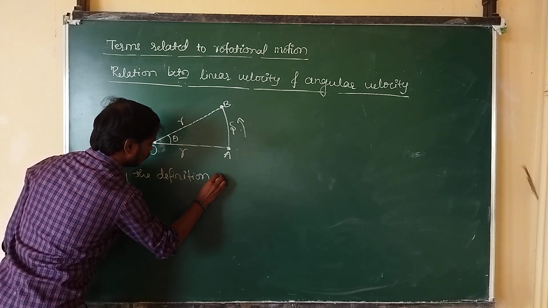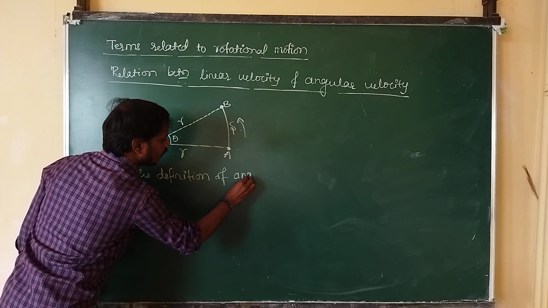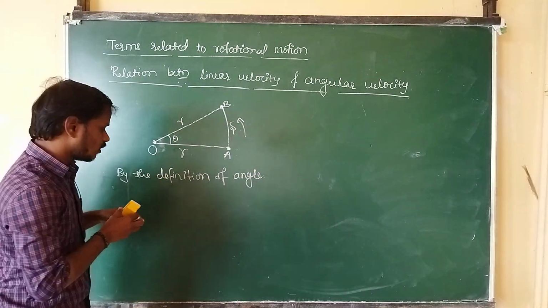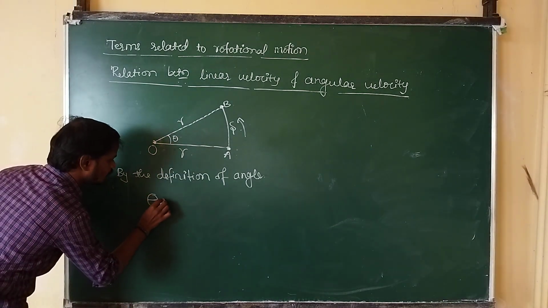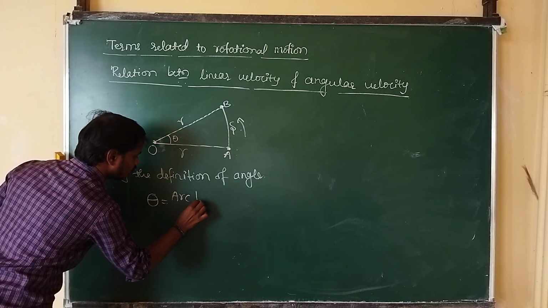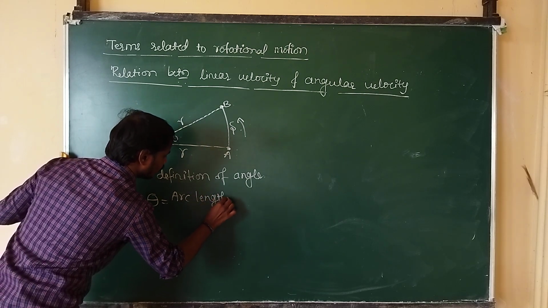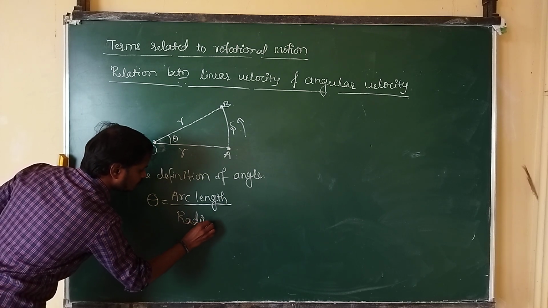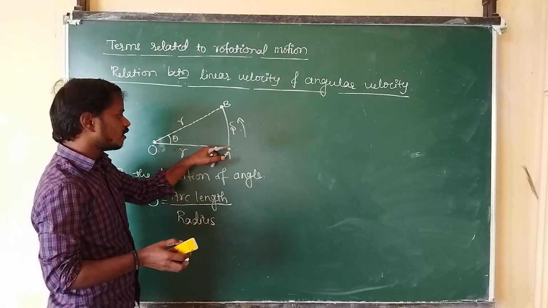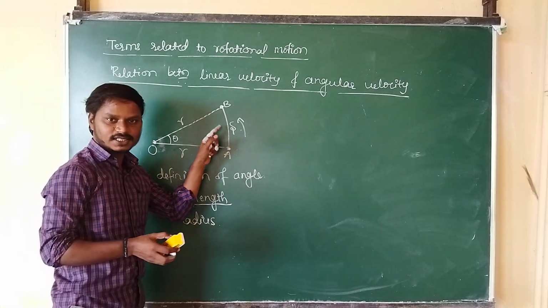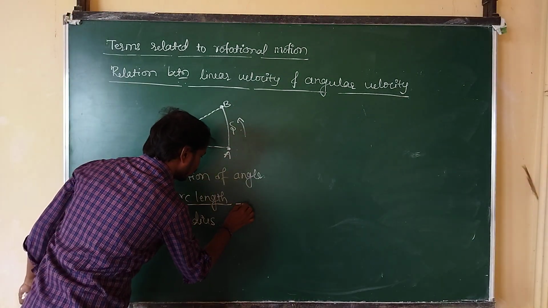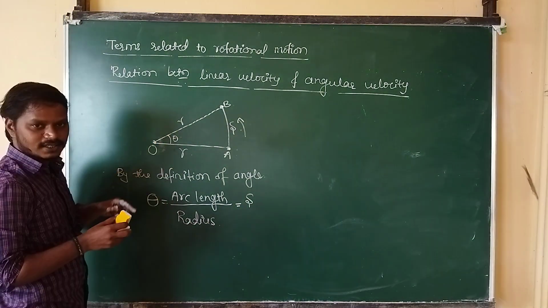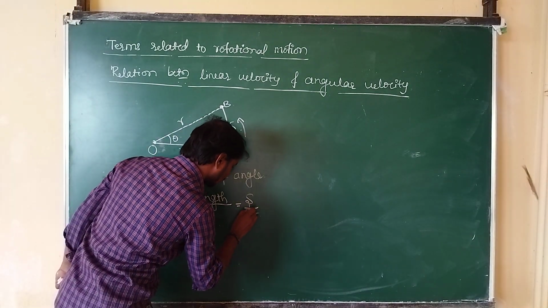So by the definition of angle, what is the definition of angle? That is arc divided by radius, arc length divided by radius. Theta is equal to arc length divided by radius. This is the definition of angle. So what is the arc length here? That is AB, and that AB can be taken as S. Then the radius of the rotational motion of the body can be taken as R. That is S by R.